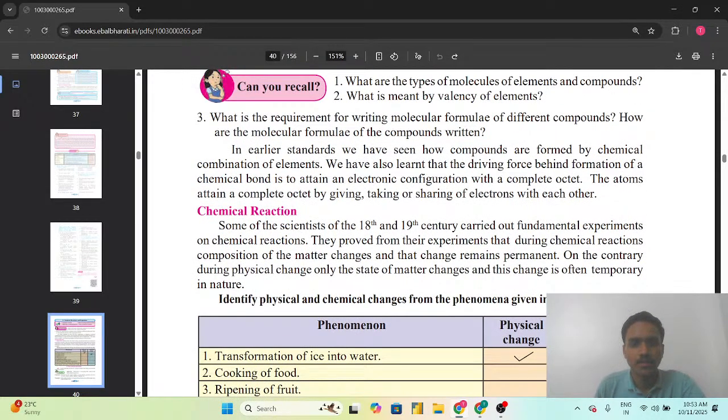So in earlier standards, we have seen how compounds are formed by the chemical combination of the elements. As I have already told, compounds are formed when two or more elements combine chemically in a fixed proportion. We have also learned that the driving force behind the formation of a chemical bond is to attain an electronic configuration with a complete octet. As I have already told you in the previous chapter, every element tries to complete its octet or duplet to get stable.